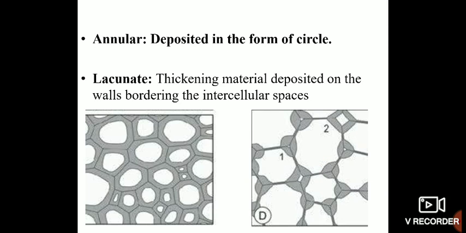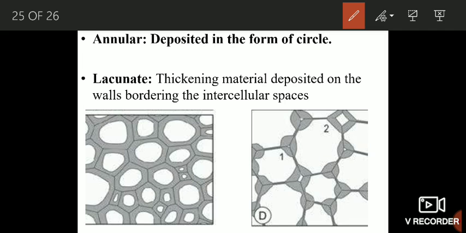Another type is annular type. In this type, the thickening material is deposited regularly in the form of a circle. Here you can see this is the cell, and in this cell you can see the thickening material is deposited uniformly in all the directions. It is not located to a specific spot.